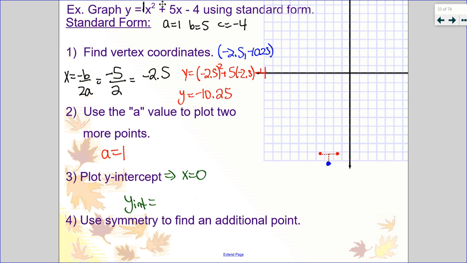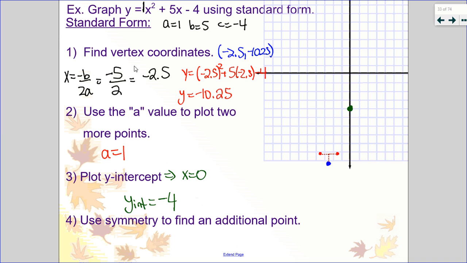So it'd be 0x squared plus 5 times 0 minus 4. -4, beautiful. So our y-intercept is -4. So I'm going to graph -4 on the y-axis. There's -4 there in green.